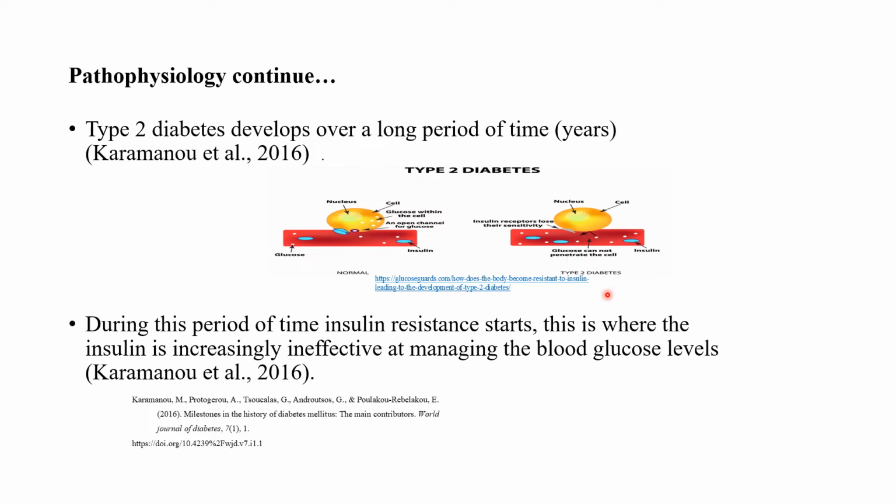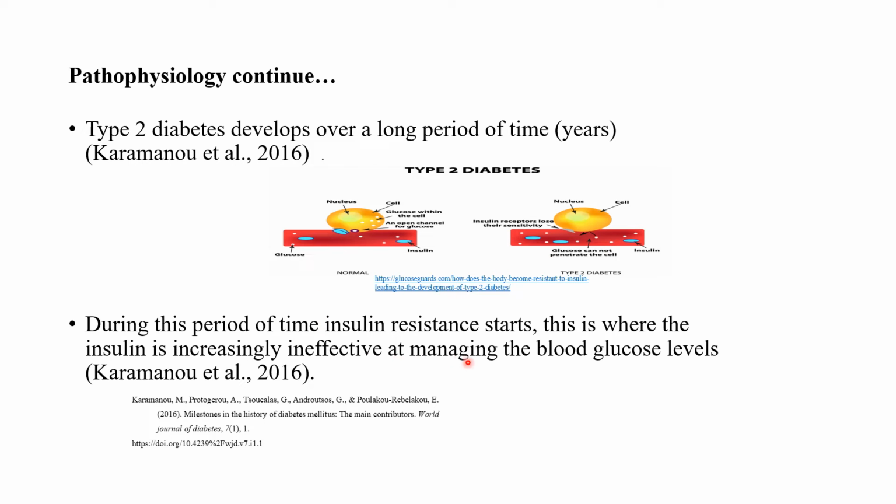Whereas in type 2 diabetes, we have an increased amount of glucose and we have insulin, but the insulin receptor will be less sensitive to insulin. So the glucose cannot move into the cells, and we have an increased amount of glucose in the blood.